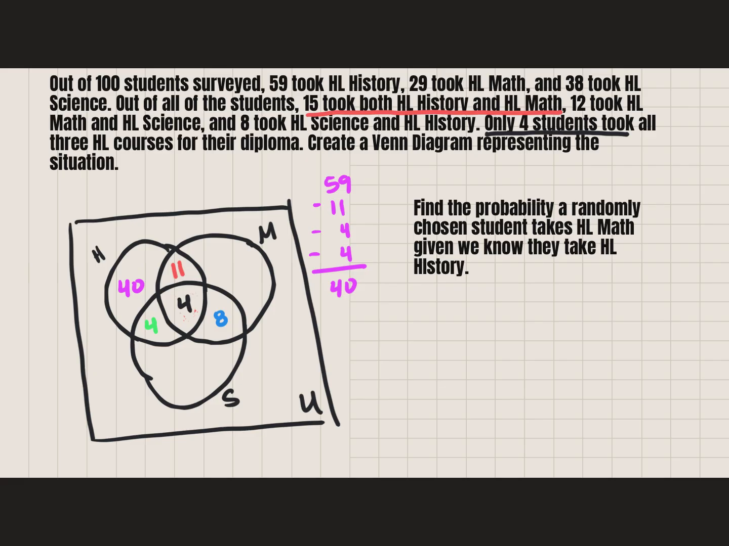I then have 29 total students took HL math. I already have accounted for 11 that took math and history, 8 that took math and science, and 4 in the very middle that took all 3. And that's going to total out to, it looks like, 23 of the 29 students, which means I only have 6 that are taking HL math exclusively.